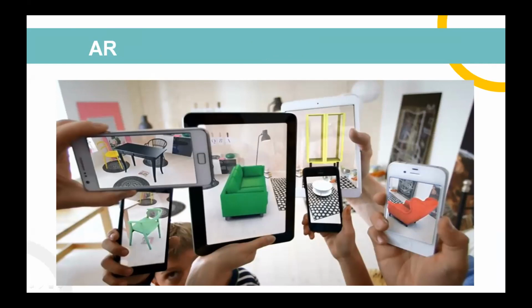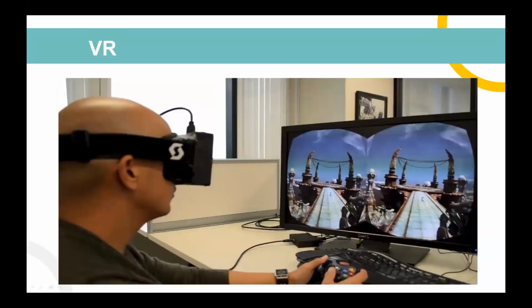So, augmented reality is a technology that superimposes virtual information on the real world, thus enhancing the reality. As you see in the picture, you can see a furniture or any other 3D object hovering over your real world. Now, virtual reality immerses the user into a completely virtual environment.